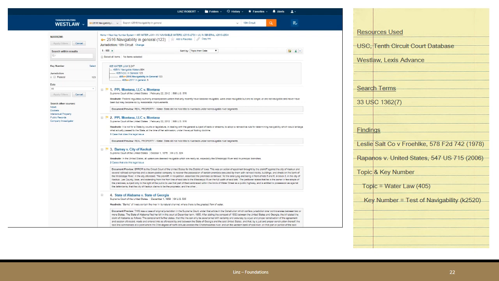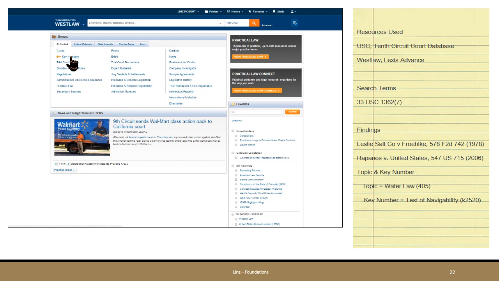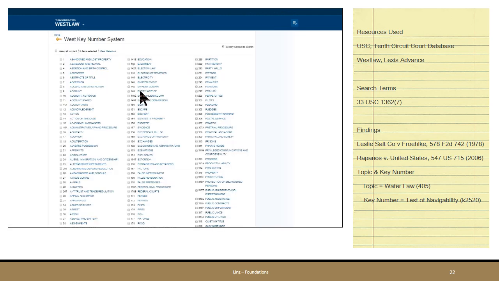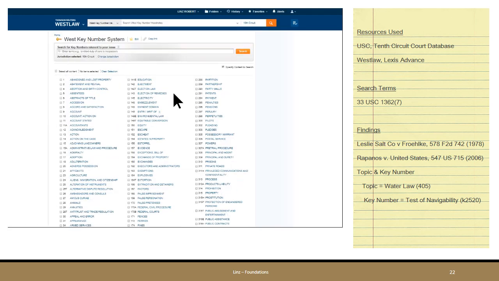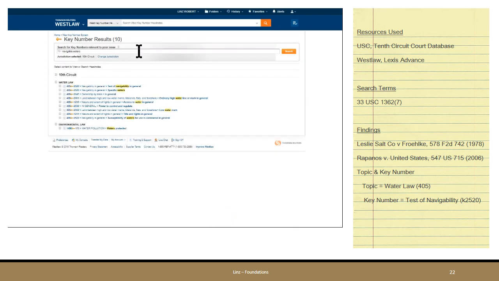All right, so that is two of the ways in which we can find cases. Of course, in Westlaw, you could go to the main screen for Westlaw and start your search directly in the key number digest by clicking on key number. Here is all of those topics, and we could do something like navigable waters and see what they suggest we can find information on. And no surprise, here we are, water law, and here are the same topics and key numbers that we were using before.